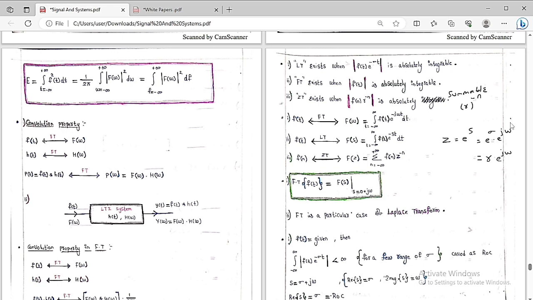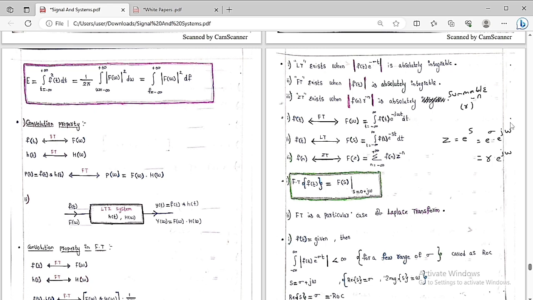Now we will discuss the notations. Notations I have already given, which is z is equal to e to the power of s. s is equal to sigma plus j omega. So if we simplify, we are going to get e to the power of sigma into e to the power of j omega. e to the power of sigma is nothing but r. So r into e to the power of j omega, that we are going to get, which is z is equal to r into e to the power of j omega.